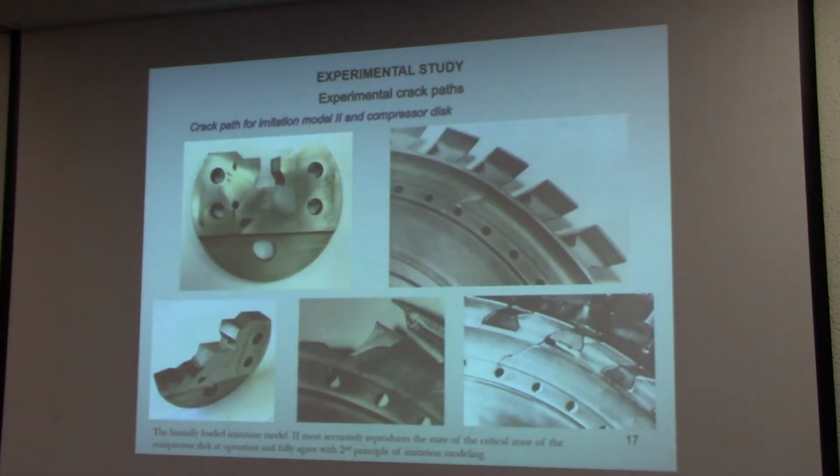In this slide you can see the quantitative comparison of the crack path and fracture surfaces for imitation model number 2 and the compressor disk. It is clear that the biaxially loaded imitation model number 2 most accurately reproduces the state of the critical zones of the compressor disk at operation, and fully agrees with the second principle of imitation modeling.